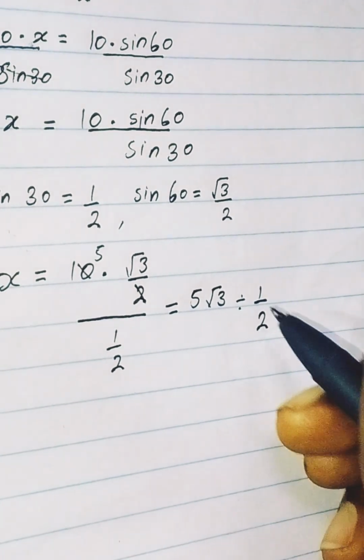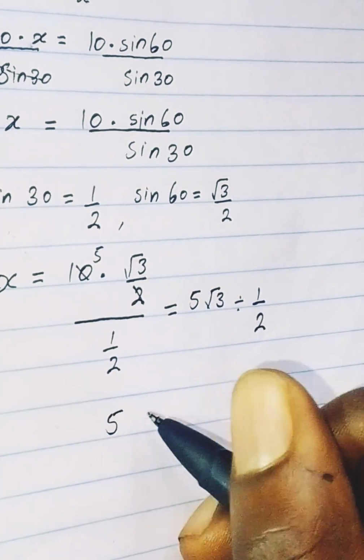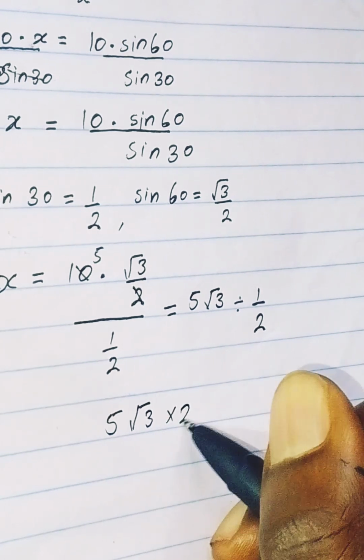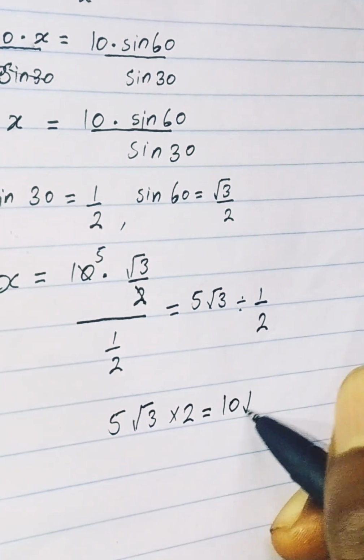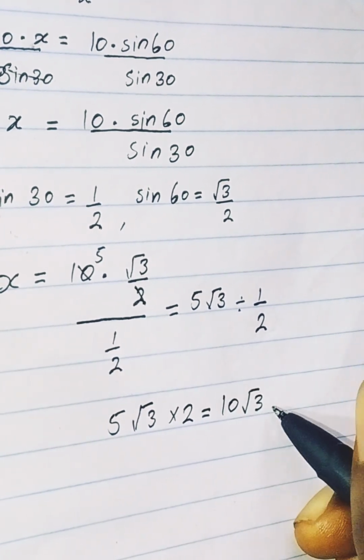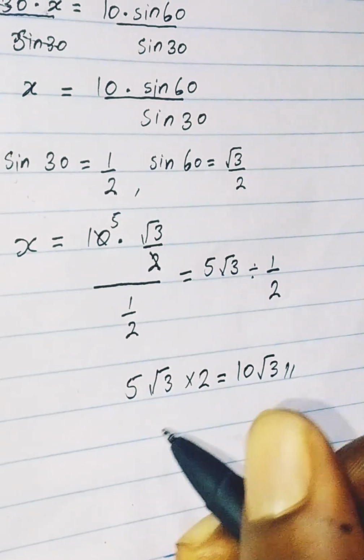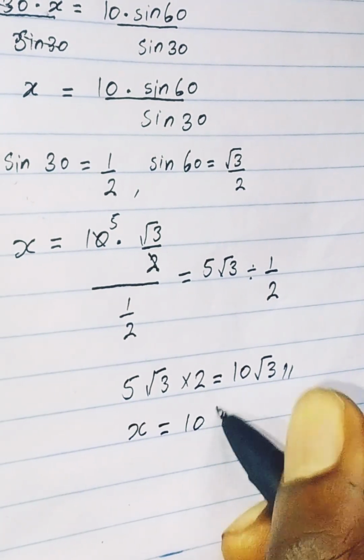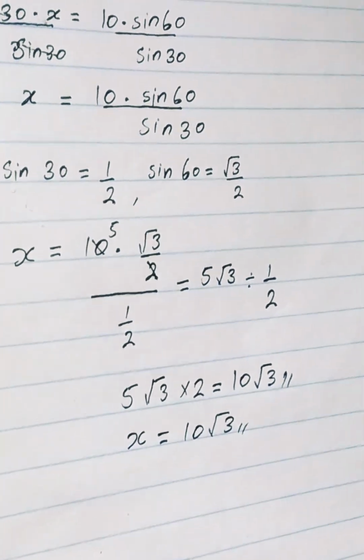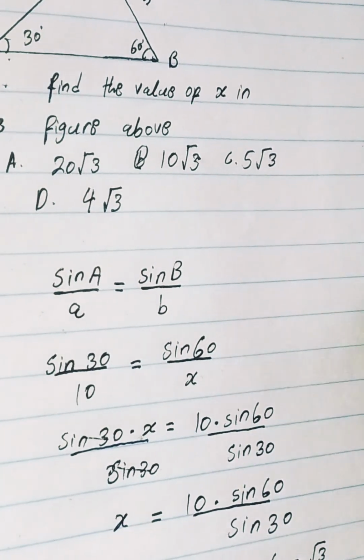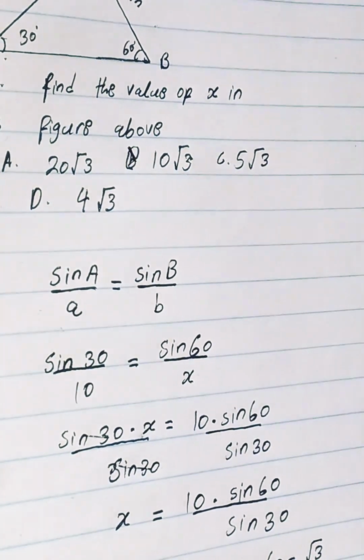So now from here we just change this to multiplication. We'll be having 5 root 3 times 2, which will give us 10 root 3. 10 root 3, and that's the value for x. x equal to 10 root 3, and that is the answer. Now from this part here, option B is the correct answer.